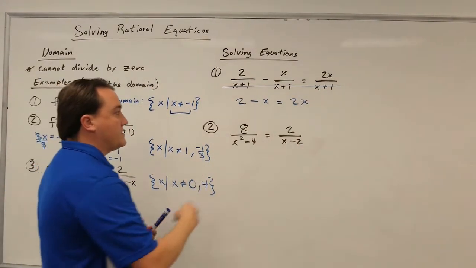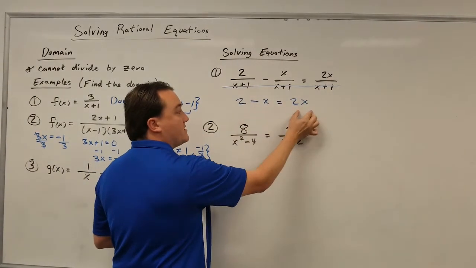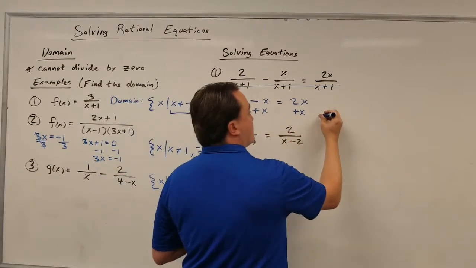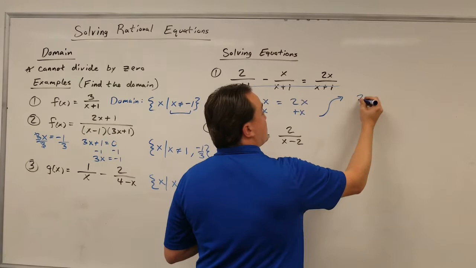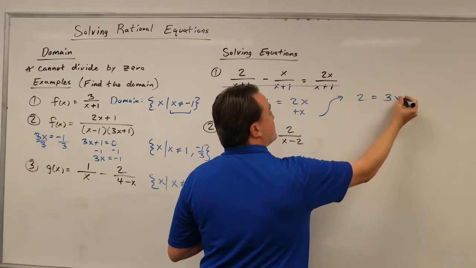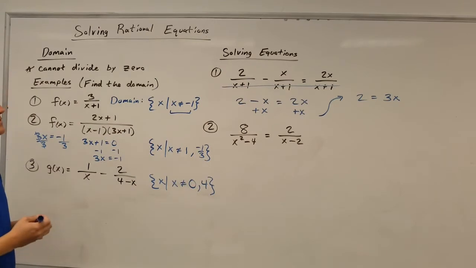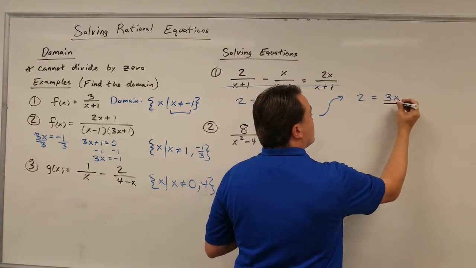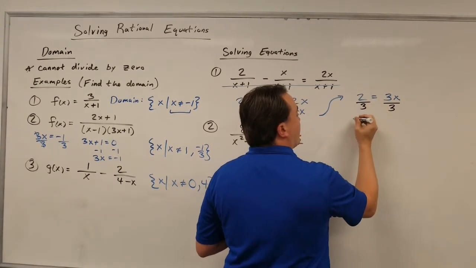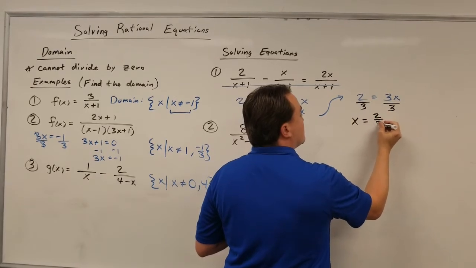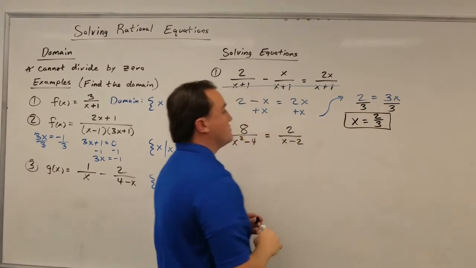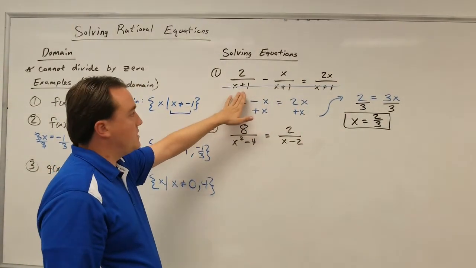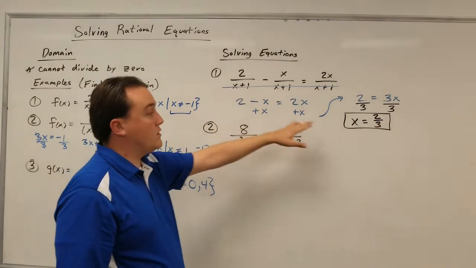So you need to get your x's together. So we can add this to this x over here. This would give us 2 equals 3x. Then divide by 3 and get our answer. Then just make sure you plug this back in, make sure it doesn't break your domain rule, which is x not allowed to be negative 1. Well, it's not, so we have an answer.